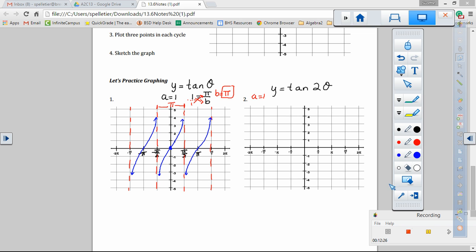And then we have 2 equals, so this is the period, right? The number in front is always the period. And that is equal to pi over b in a tangent. Cross multiply, top to bottom, bottom to top. 2b equals pi, divide by 2. So b equals pi over 2.